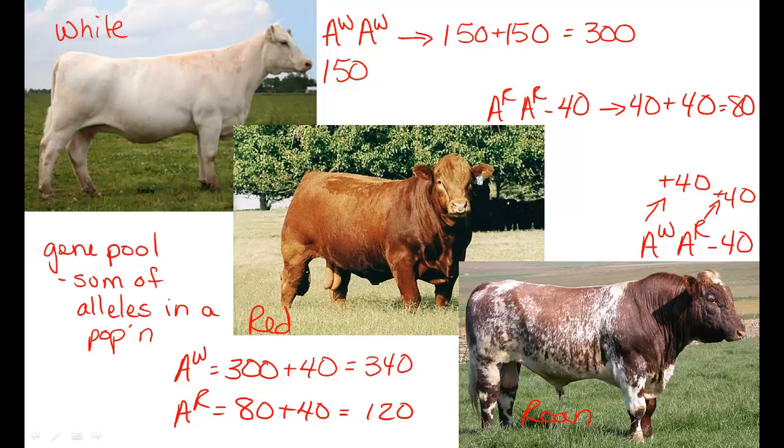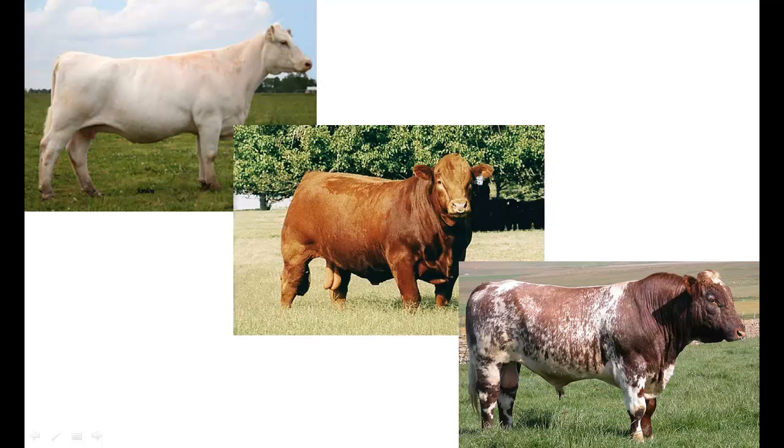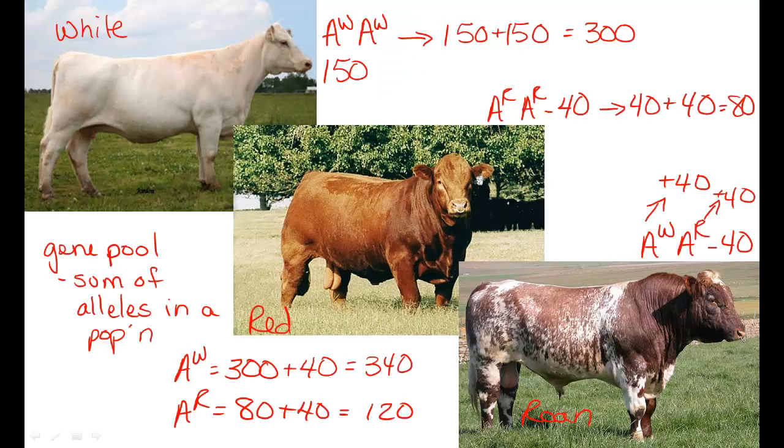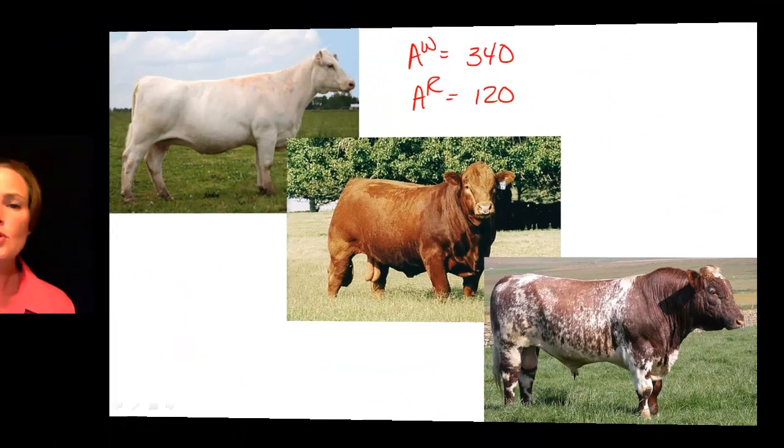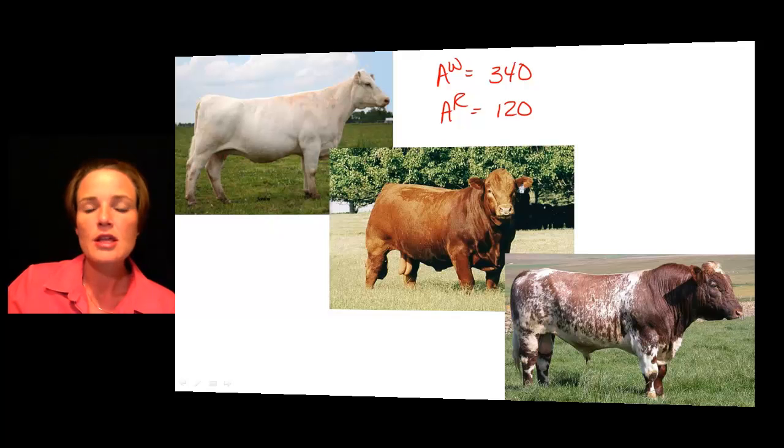Now, if we want to talk about allele frequencies, I'm going to just clear the slide here. And if we put our numbers back up here, for the AW allele, we had 340. And then for the AR allele, we had 120. So we'll put that up here. The allele frequency is just going to tell us how common is this allele in the population, or what is the proportion of the gene pool that actually has this allele.